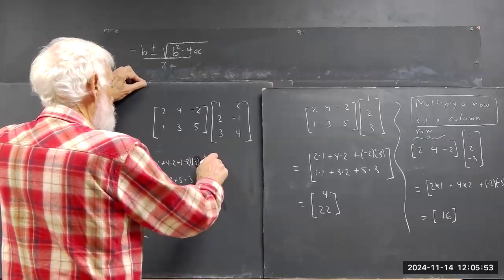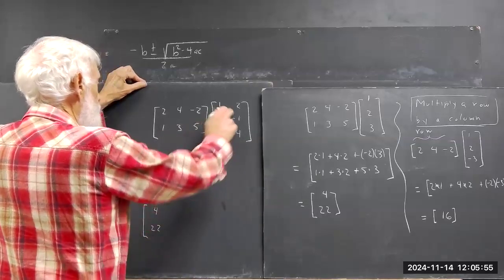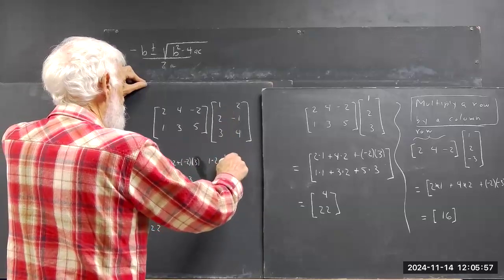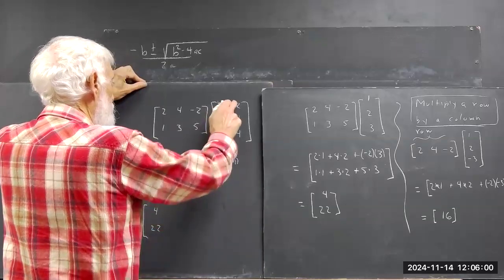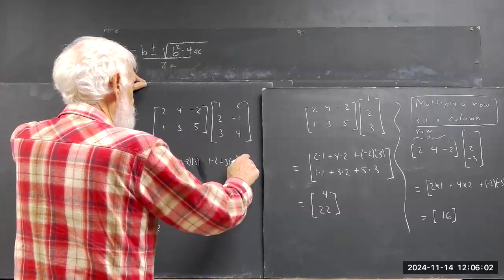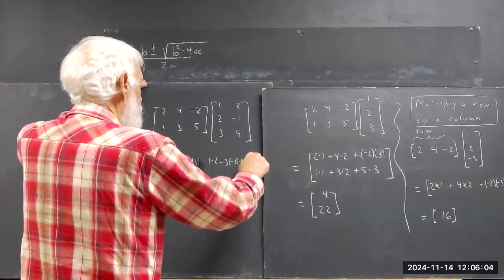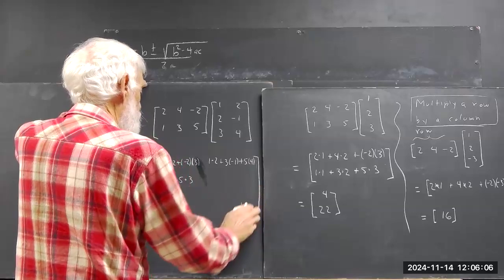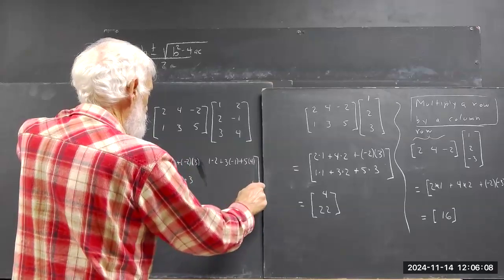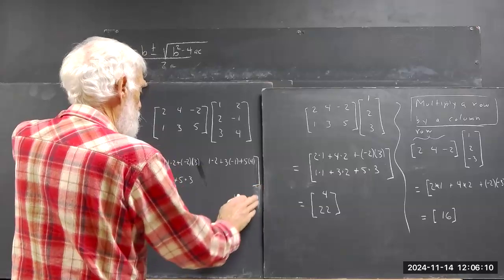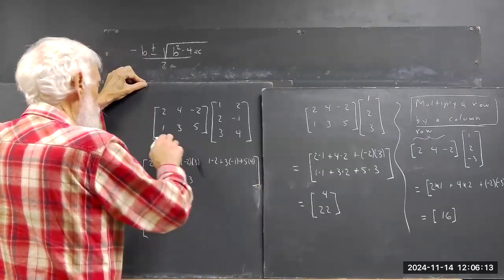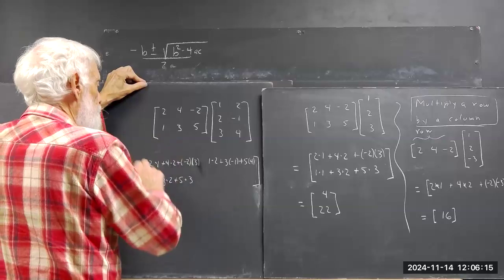But what we're going to do is 1 times 2 plus 3 times -1 plus 5 times 4. Whoops. A little over. Okay. And then we're gonna do the second row.